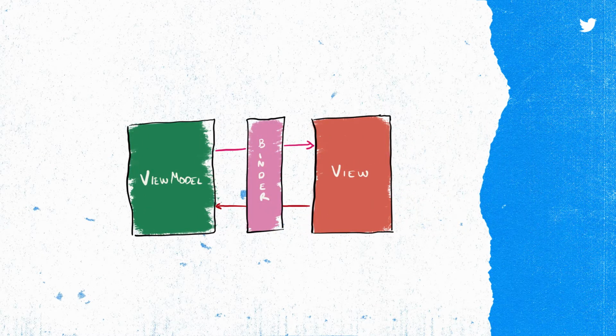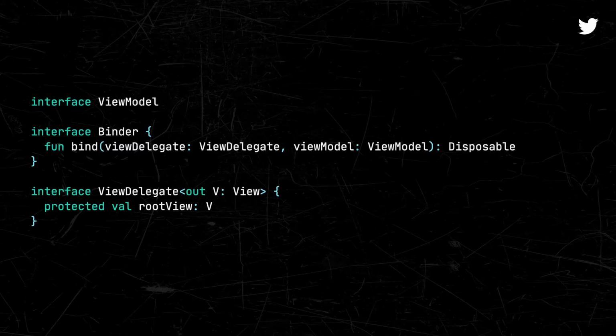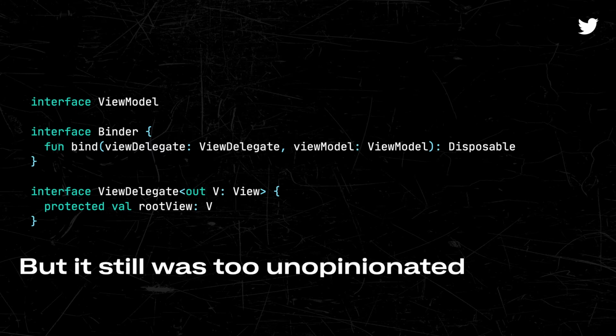So this was our first proposal, and you would be right thinking it really looks like MVVM. It was MVVM based, but the kicker here is that we added a layer in the middle that we were using for two-way data binding. We would provide this two-way data binding via this specific binder class, where the view model and view delegate would exchange subscriptions that would ultimately be disposed by the framework automatically.